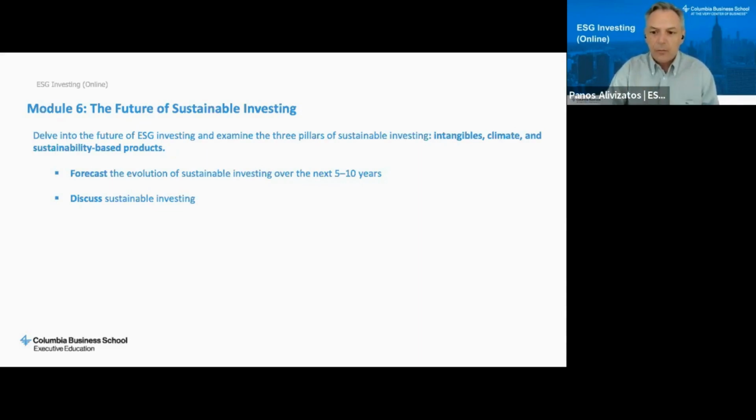And lastly, we will delve into the future of ESG investing and examine the 3 pillars of sustainable investing: intangibles, climate, and sustainability-based products. So we'll try to forecast the evolution of sustainable investing over the next 5 to 10 years, and we'll discuss several sustainable investing opportunities.